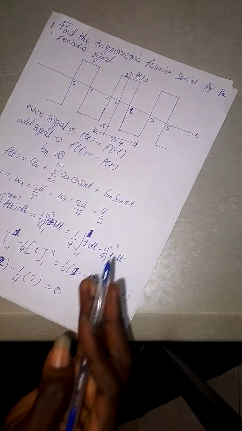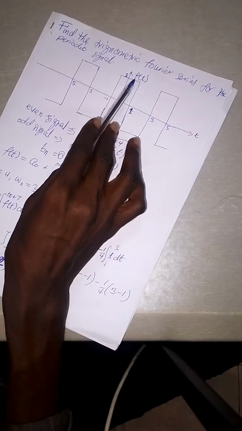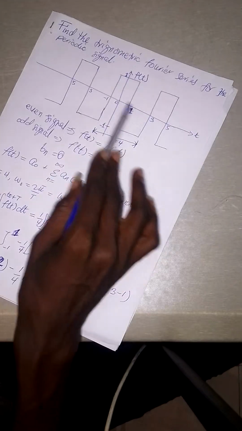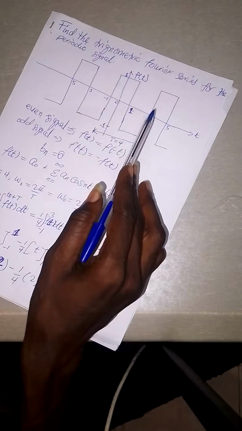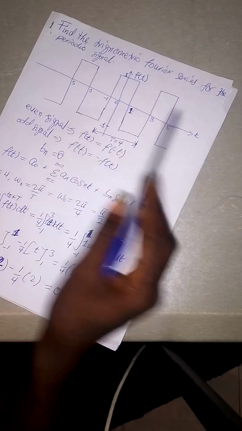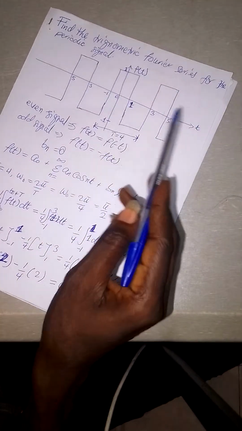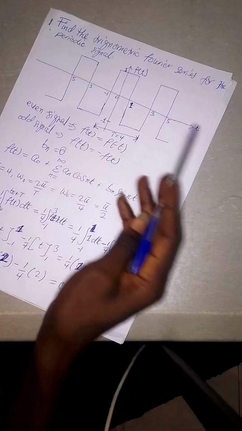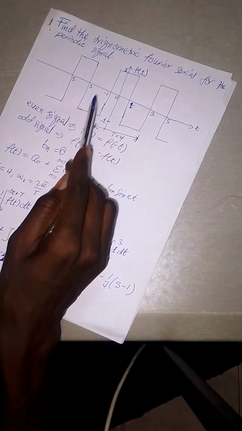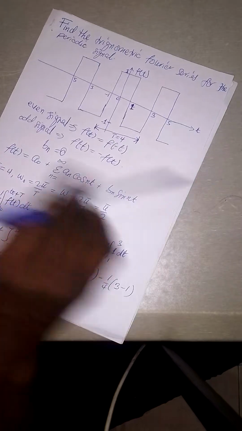Why is A naught giving me 0? It's very simple. So you see that this part is the same thing as this part. What it means is that the DC component or the DC value, this part and this part, they are equal, so they cancel out. So when they cancel out, it will be equal to 0. So the average value or the DC signal of this particular waveform is 0, because this part and this part are the same, so they cancel out. This part and this part are the same, so they also cancel out. So the average will be 0.